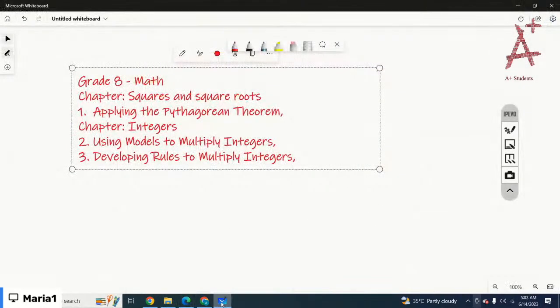So we are here for grade 8 math. We're going to start with the chapter squares and square roots, and the lesson we're going to cover is applying the Pythagorean theorem. Then we'll start the chapter integers, and the lessons we're going to cover are use models to multiply integers and developing rules to multiply integers.